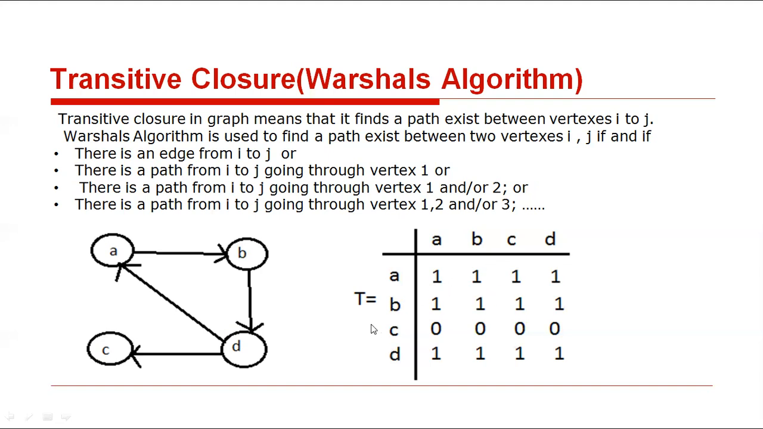A, B, C, D, A, B, C, D. Where T equal to, where transitive closure equal to A, B, C, D, A, B, C, D. Here A to A. Is there any? In the first step, then there is no.